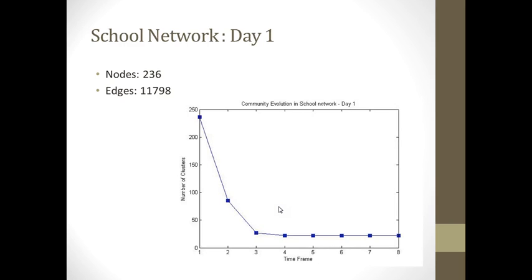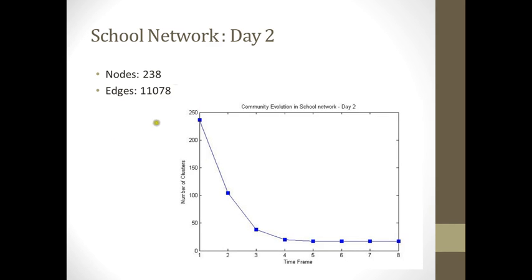And the final network considered is a school network, with 236 nodes and 11,000 edges. As the face-to-face communication between the students increases, the community structure keeps on improving, that is, the number of communities keeps on decreasing. The data has been collected over two days. This shows the community structure on day 1, and here we can see the community structure on day 2. Here we have 238 nodes and about 11,000 edges.